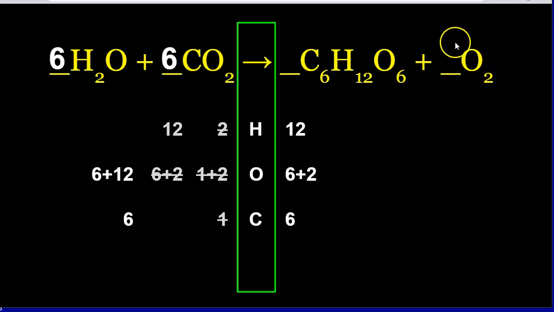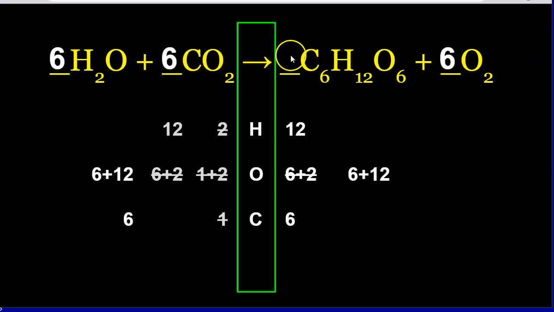Notice that I saved the diatomic oxygen, this one, for last. The reason I want to do him last is because I can put any number here and not change the other numbers. So that means if we need 6 plus 12, we need to change the 2 into a 12. So 6 times 2 gives us 12. Cross out 6 plus 2, and now you have 6 plus 12.